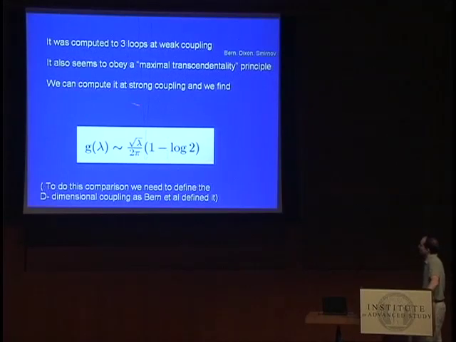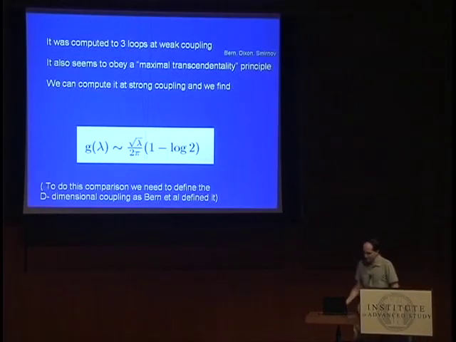And in this case, we can compute that at strong coupling using the solution just discussed, and we find some expression for the strong coupling answer. We find the strong coupling answer for this function g. And of course, in order to do this comparison, we need to define the d-dimensional coupling, or we need to define the infrared regulator in the same way that these authors defined it. Otherwise, the comparison is meaningless. But we understand the calculation well enough to be able to say that we're doing the calculation in the same conventions.